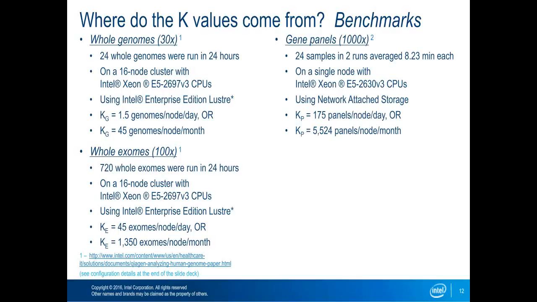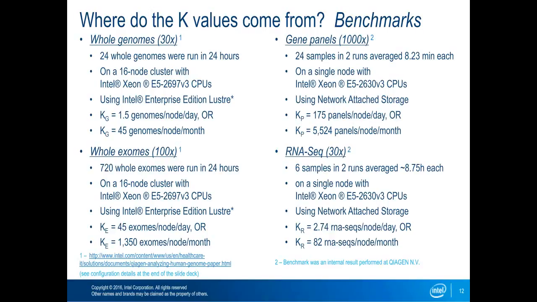And then the internal benchmarks that Michael's QIAGEN team has done were to run some gene panels on a slower processor, still a Haswell processor, but a slower one. And the K for those benchmarks, per panel, since they're small, is 175 panels per node per day, or 5,000 or so per node per month. And then finally, RNA-seq runs. These numbers are much smaller per node because they take a lot longer to run. So you can see the numbers are not so large.